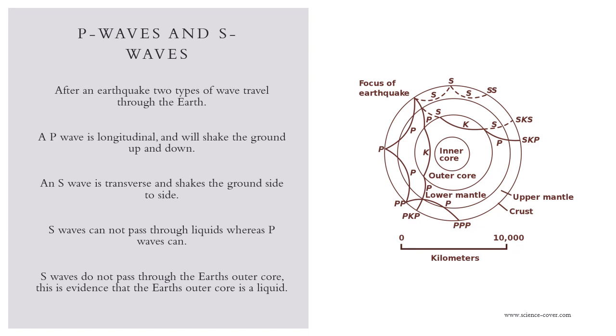After an earthquake, two types of wave travel through the earth. A P wave is longitudinal and will shake the ground up and down. An S wave is transverse and shakes the ground side to side. S waves cannot pass through liquids, whereas P waves can. We know S waves do not pass through the Earth's outer core, and this is evidence that the Earth's outer core is a liquid.